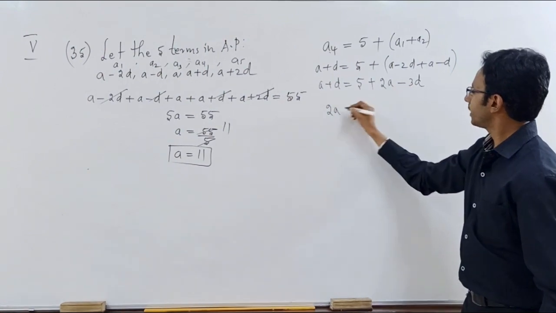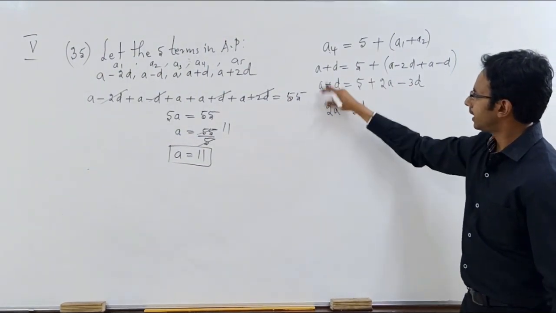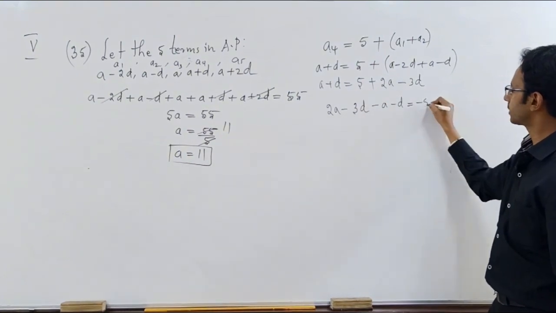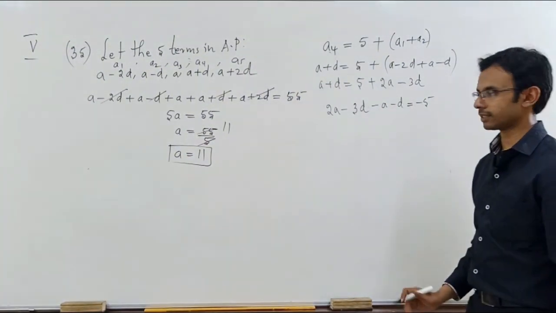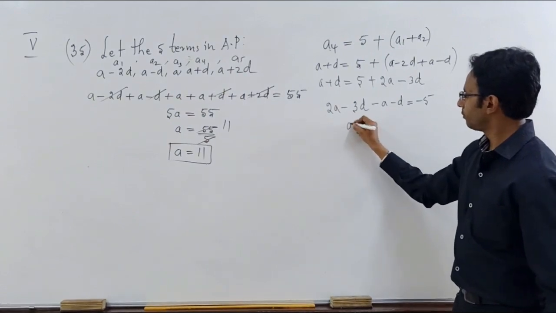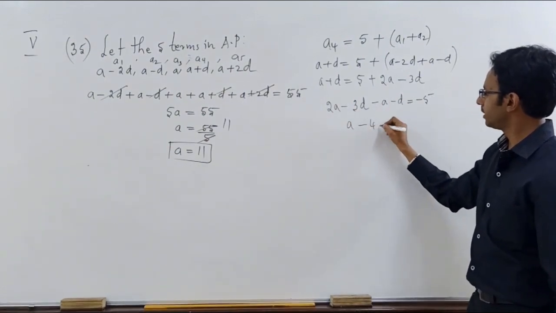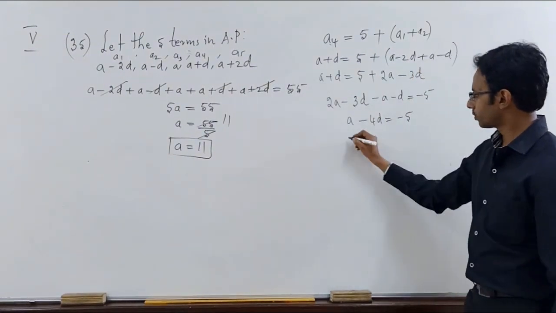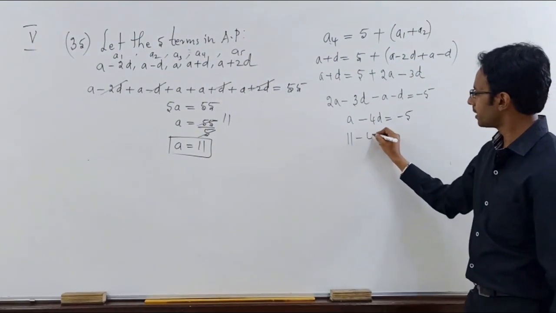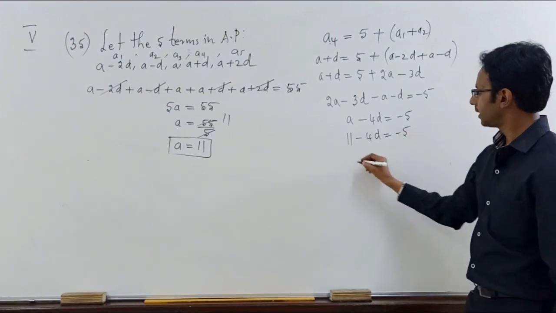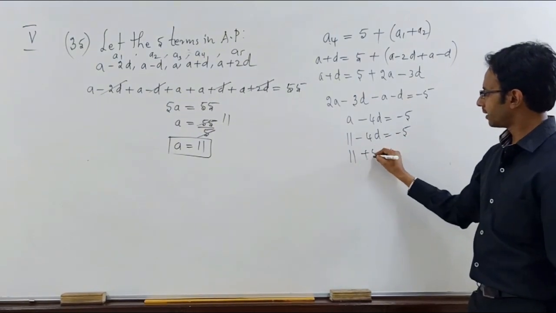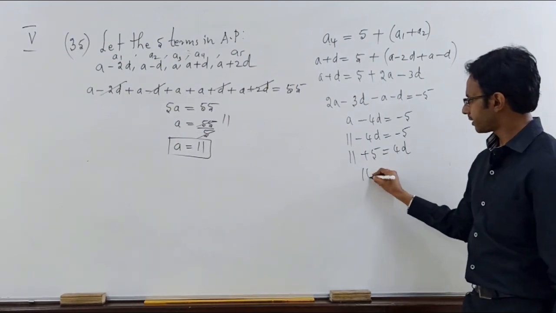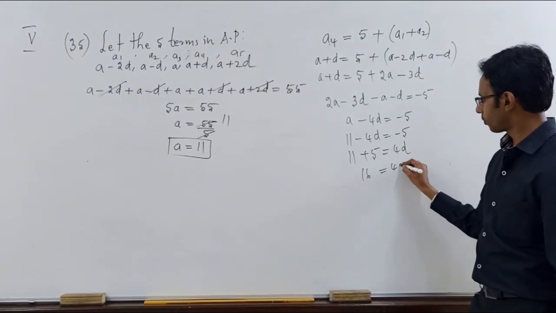So we will take 2a minus 3d and transpose a plus d on the other side. 5 will transpose on the other side to just keep a and d terms on one side. 2a minus a will give you a, minus 3d minus d will give you minus 4d is equal to minus 5. And we know a is already 11, so we can replace this by 11. 11 minus 4d is equal to minus 5. 11 plus 5 is equal to 4d, we are shifting it here, plus 4d. 11 plus 5 is 16 is equal to 4d.